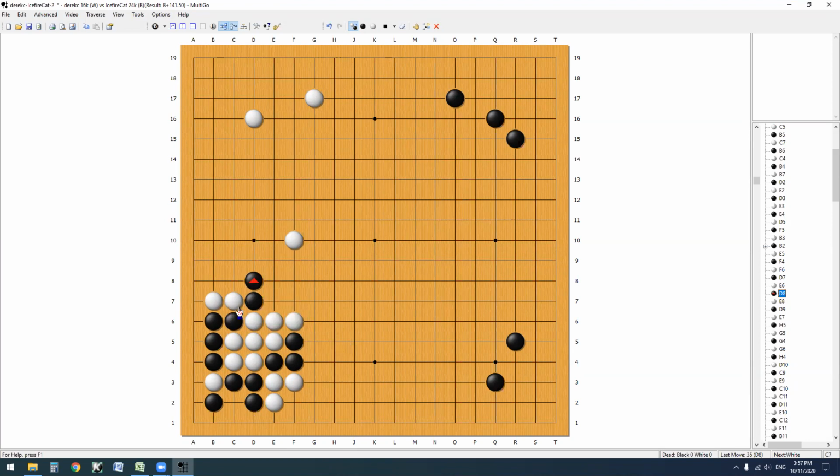okay, so now take a look at your 3 groups. Which group do you think is the most urgent to protect? Which one? These two stones, this or this?